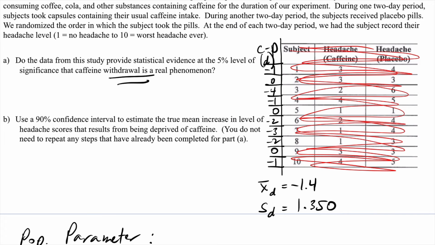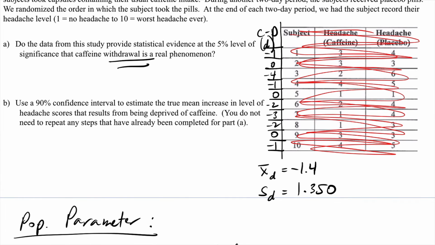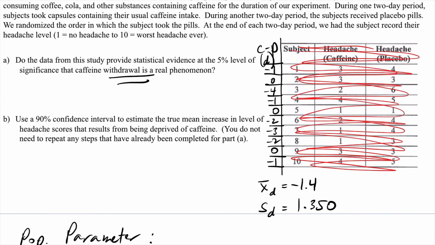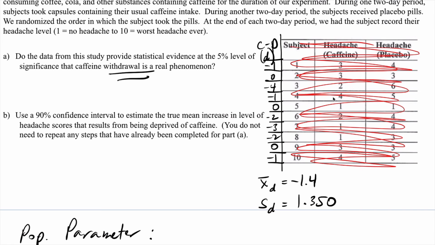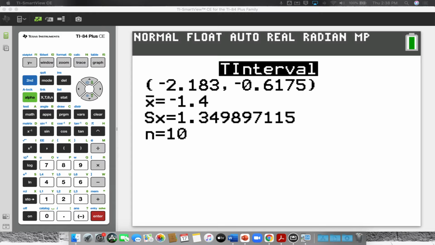So the population parameter, we don't have to do. Assumptions and conditions, we don't have to do. The only things you have to do for this one are calculations, test statistic, and conclusion. Okay, do that. Okay, so I get negative 2.183 to negative 0.6175.